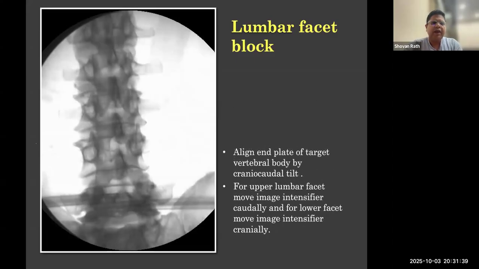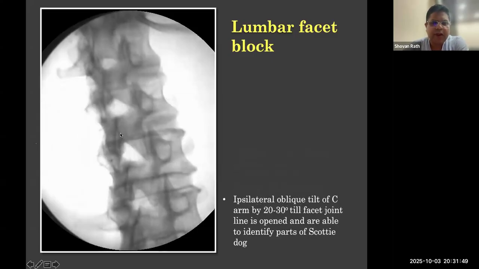You can see, again, the same midline: keep the spine in the midline, then square the vertebra. Now this vertebra is squared, and this one is also squared. So make it an oblique view. You can again see this is the Scotty dog. And as I said, if you are injecting intra-articularly, this is the position. This is the superior articular process, this is the inferior articular process, and this is the joint. So you can enter into this.